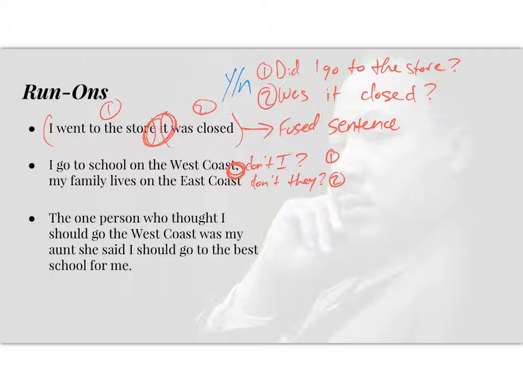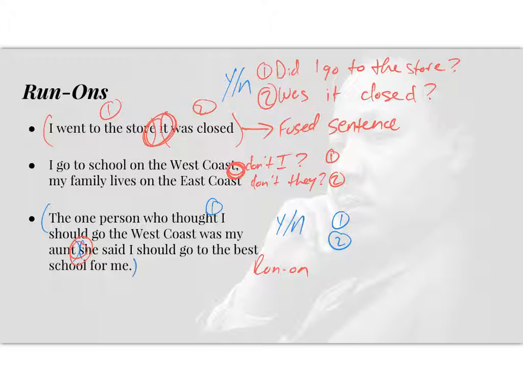Last example, the one person who thought I should go to the West Coast was my aunt. She said I should go to the best school for me. Make it a yes-no question. Was there a person who thought I should go to the West Coast? So if I do yes-no, I'll see I have one idea, two ideas. Again, here's my one idea. Was there a person who thought I should go to the West Coast? Did she say I should go to the best school for me? Two ideas, but there's no punctuation. So we know, again, this is a run-on.